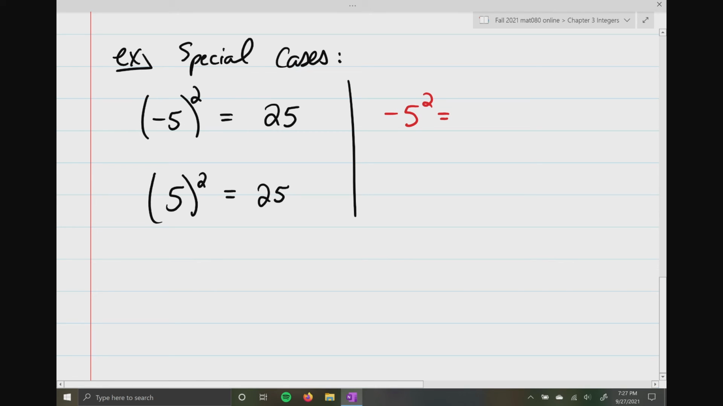And what we've got to remember here is this. First, I'll give you the answer. The answer is negative 25. Now let's understand why. That negative 5 to the second power is really negative 1 times 5 to the second power. In other words, only the 5 has the exponent.